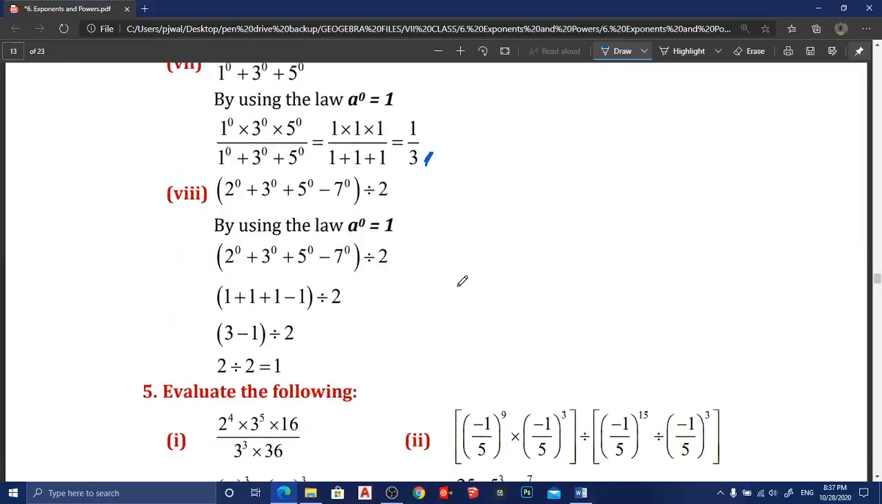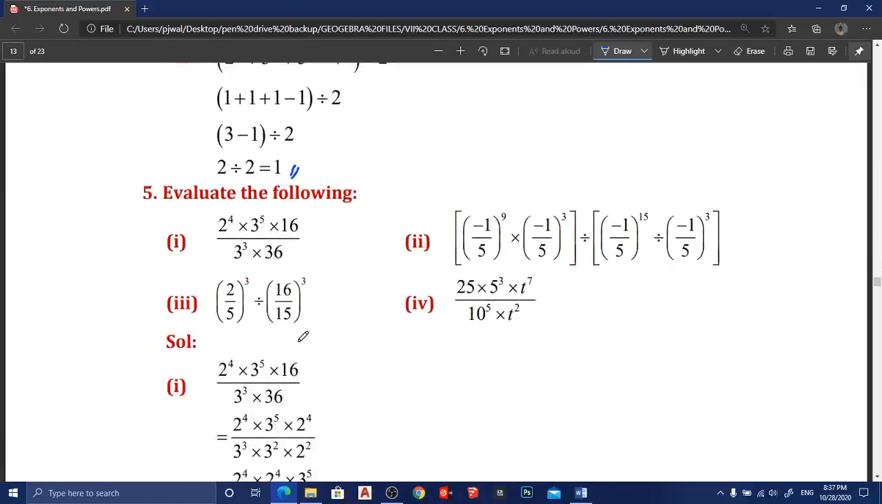Next here 2 to the power of 0 plus 3 to the power of 0 plus 5 to the power of 0 minus 7 to the power of 0, divided by 2. Here also by using anything to the power of 0 is 1. So 1 plus 1 plus 1 minus 1 divided by 2. Here it is 2 only. 2 to the power of 0 is not given. So now it is 3 minus 1 divided by 2. 3 minus 1 is 2 here. 2 divided by 2 is 1. Next, fifth one.